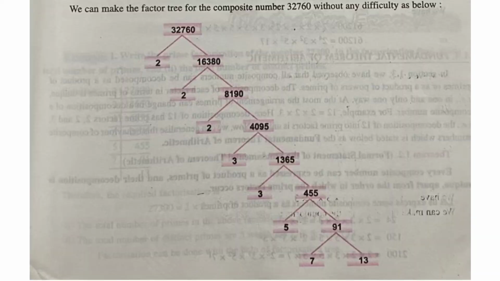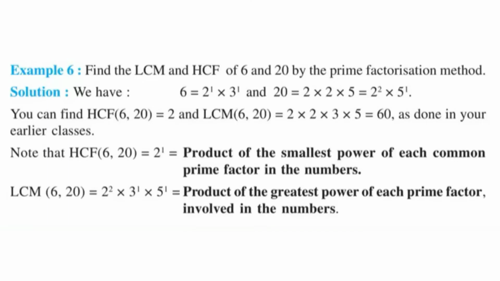Same factorization of 32,760 is represented here in the form of a factor tree, and it will be very easy for you. Without any difficulty you can find the factors if you will represent it in this way in the form of a factor tree. Let us consider the next example.